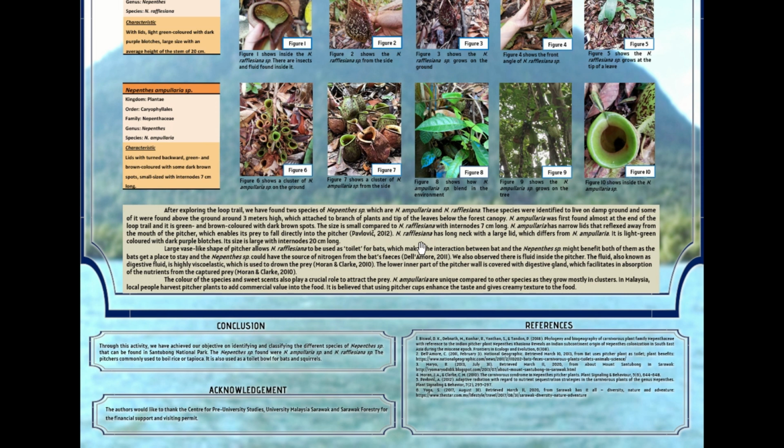In conclusion, through this activity, we have achieved identifying and classifying the different species of Nepenthes that can be found in Santubong National Park. The Nepenthes species found were the Nepenthes ampullaria and the Nepenthes rafflesiana. The pitcher is commonly used to boil rice or tapioca. It is also used as a toilet bowl for bats and squirrels.